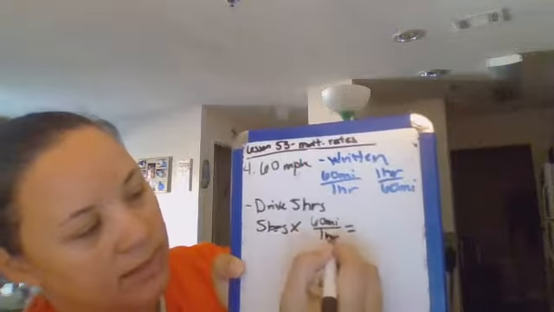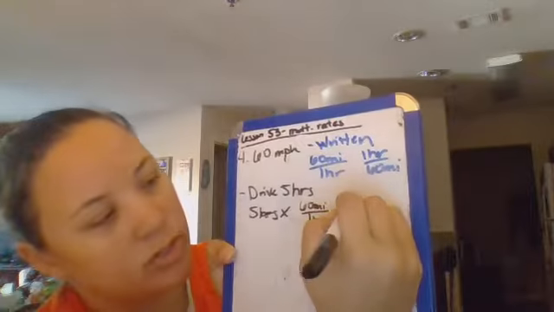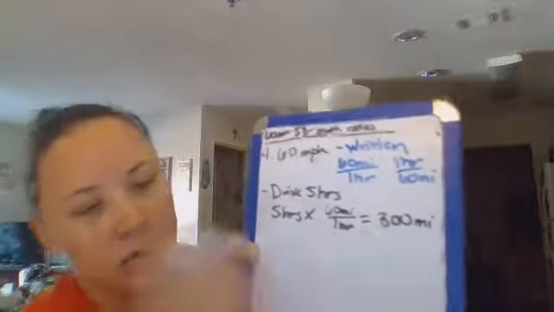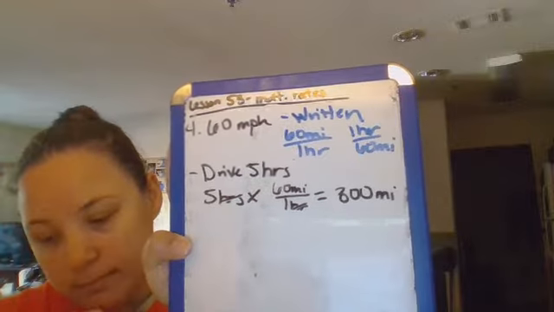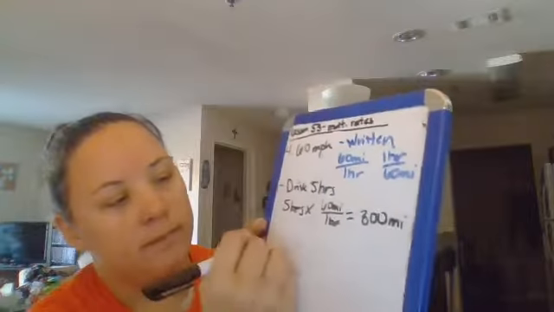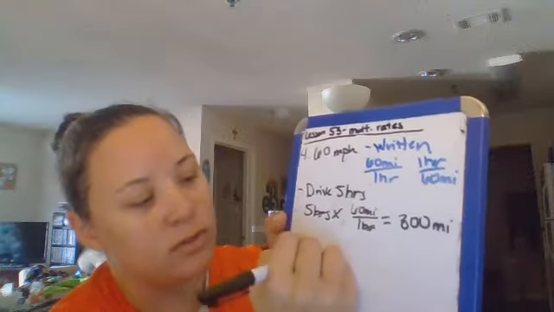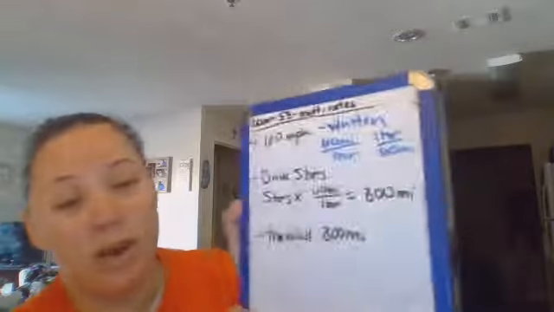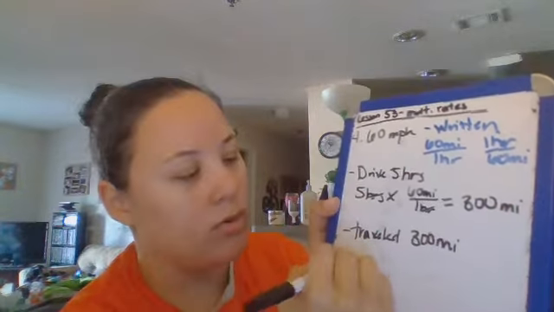So our hours cancel out. So it will be 5 times 60, which is 300. And then we have miles left. So in 5 hours, we would have gone 300 miles. All right. And then we're going to do the opposite. So say that they told us that we've traveled 300 miles. They want to know how long it took us to get that far. So we are looking for how long it's going to take, or we're going 300 miles.